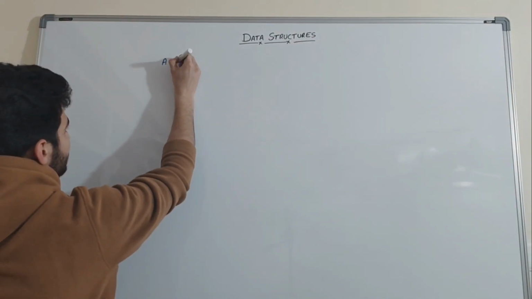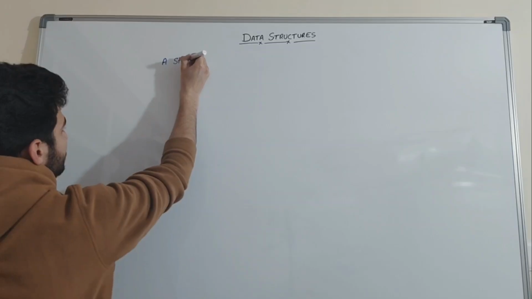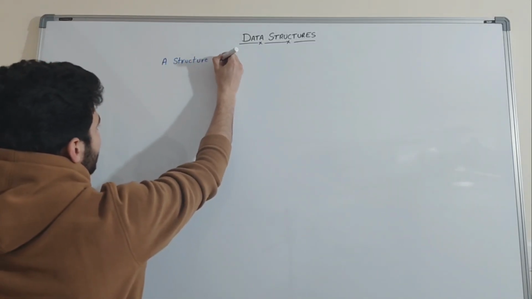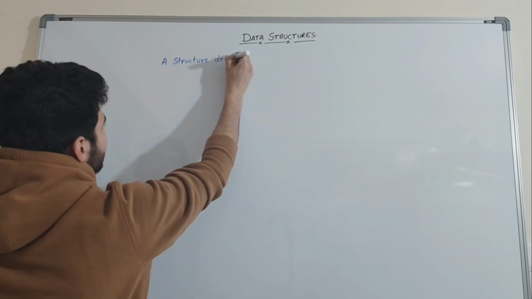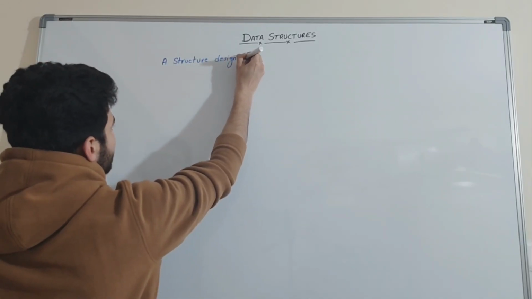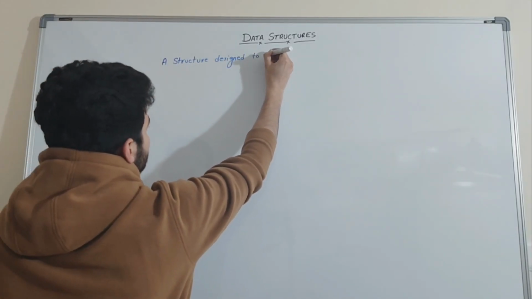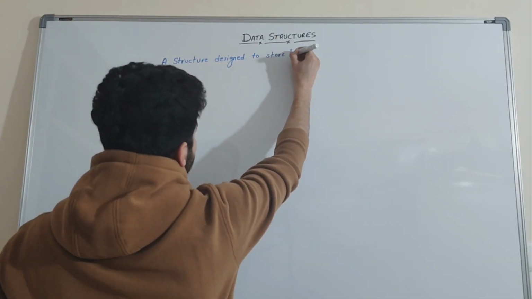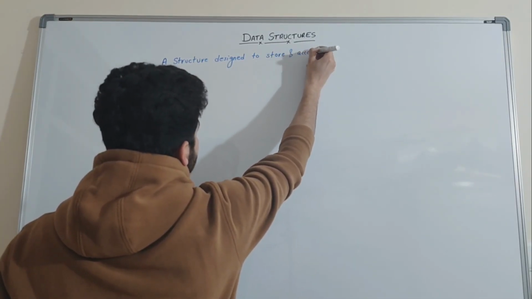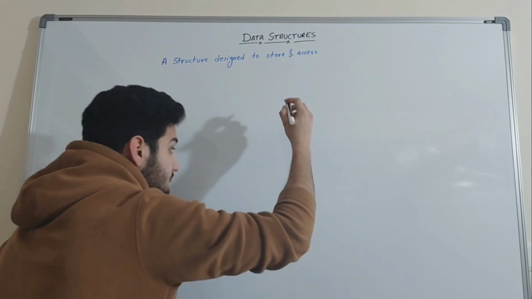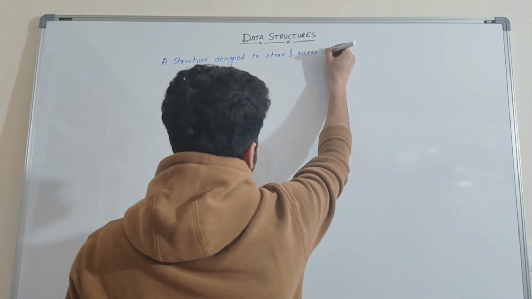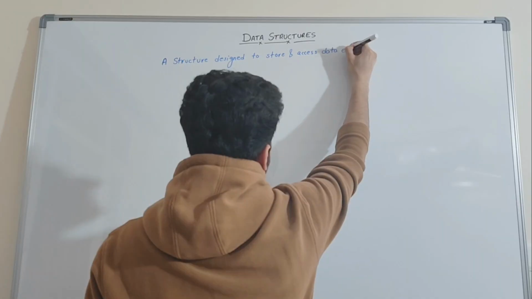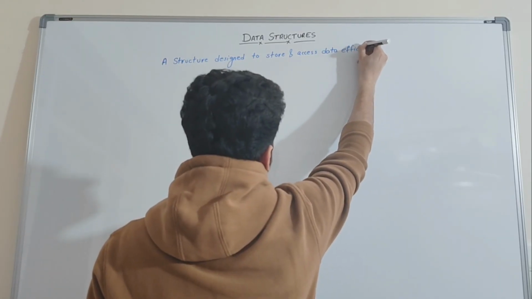A data structure is a structure which is designed to store and access data efficiently.